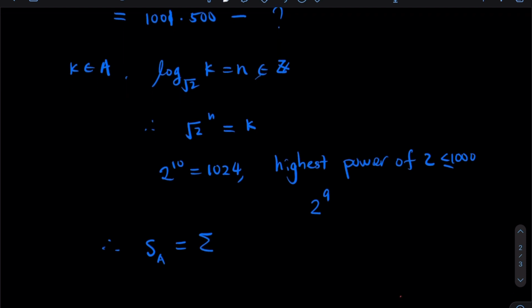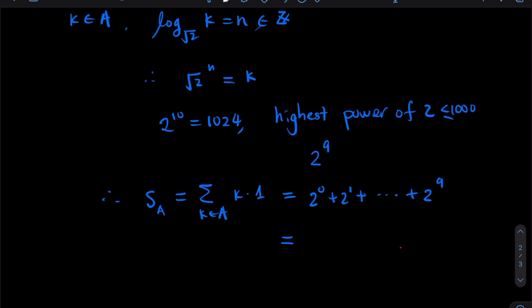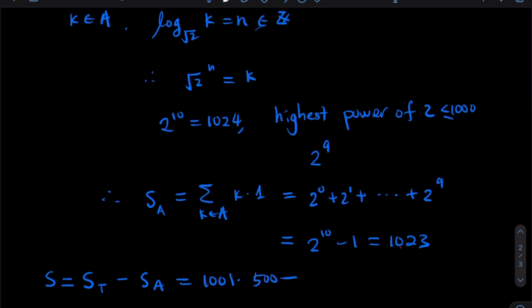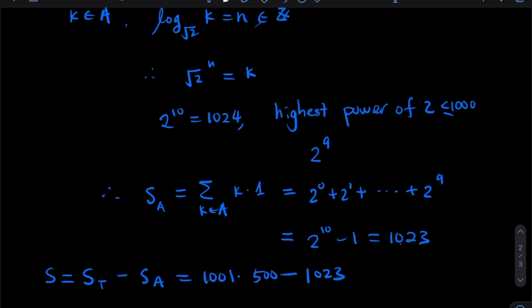So we can see very clearly that our sum over here, which I'm going to call S sub A, is just the sum of a finite geometric sequence. If you apply the sum formula for a finite geometric sequence, you will get the sum to be 1023. And we will just subtract that from our S of t. So S of t minus S sub A equals 1001 times 500 minus 1023.